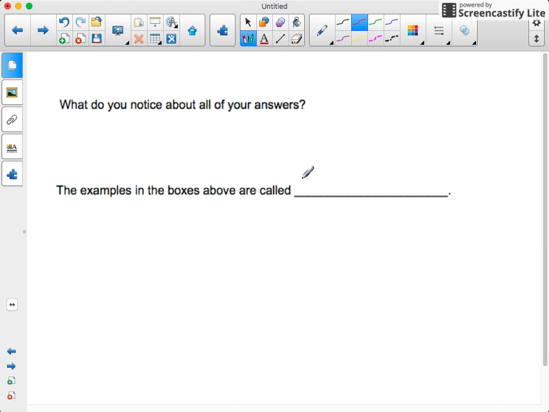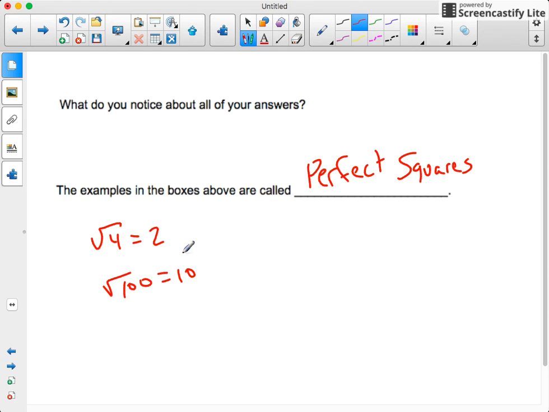And we have a special name for those, and they're called perfect squares. Perfect squares are numbers that when you take the square root of them, they come out to be whole numbers. Like the square root of 4 is 2, so it's a perfect square. The square root of 100 is 10, a perfect square. The square root of 225, that's a big one, is a perfect square because it's 15. All whole numbers, no decimals.